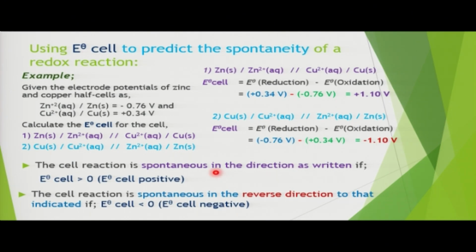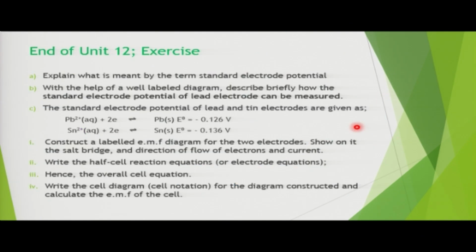So a reaction will occur without any external help if the E cell is a positive value. For instance, zinc and copper. This will occur without applying any heat or any electricity. But the reverse requires electricity to occur because you're forcing copper to lose electrons and the zinc cations to gain electrons. So that is how you can predict the spontaneity of a reaction.